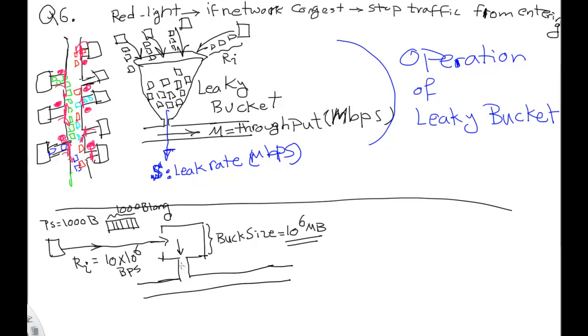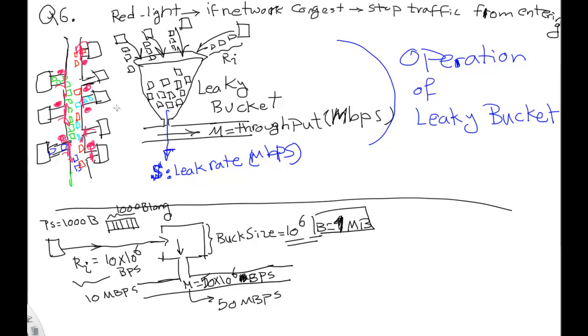Now notice here the maximum speed, I forgot about the network traffic. Your network throughput, basically the speed of your network, is 50 million, 5 times 10 to the 7 megabytes per second. So your incoming speed is 10 Mbps, your outgoing rate or your traffic is 50 Mbps, and your bucket size is 1 million bytes.